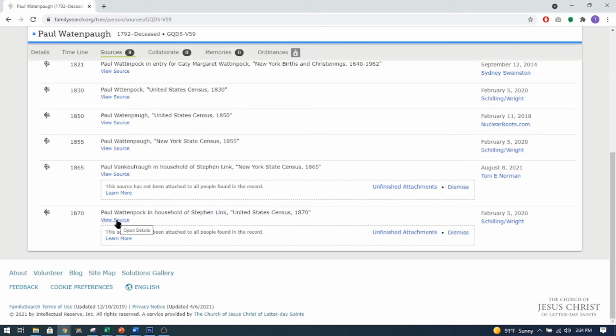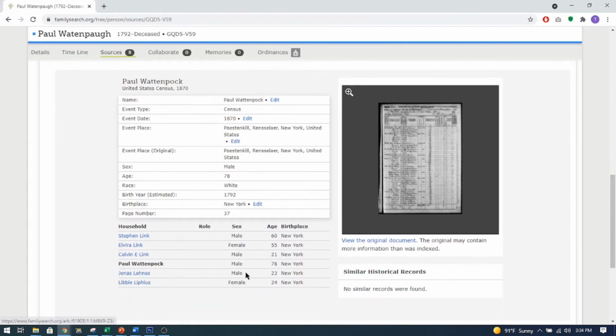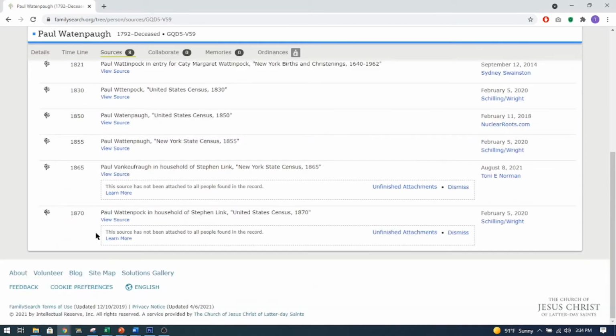And if we look at 1870, we have Paul Wattenpaugh Kennedy, 78 years old, and living still in the same area and with his daughter. It says Elvira, but I think it's Eliza. And so he is still alive in 1870, and there's no records.